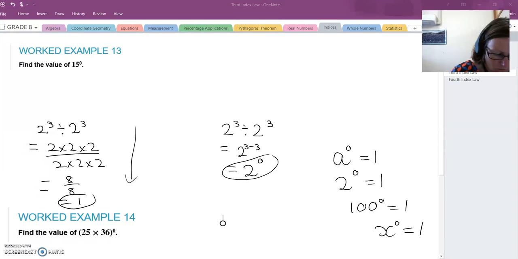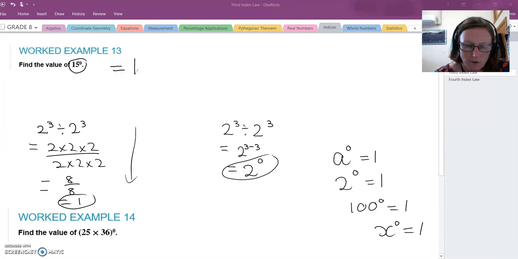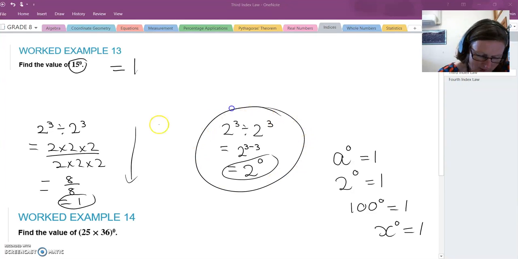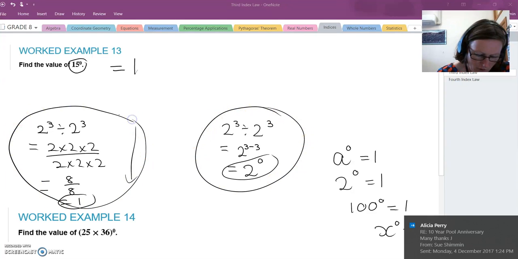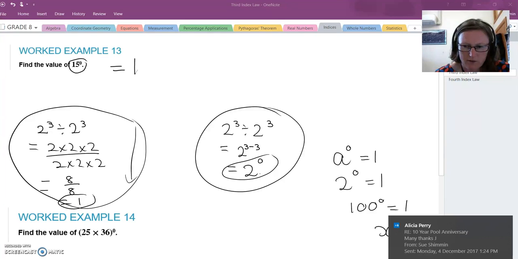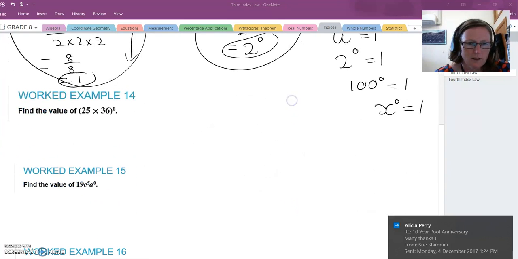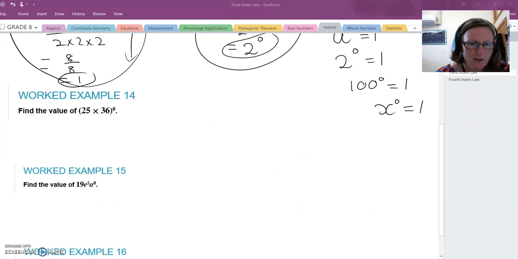So if we go back and look at worked example 13, find the value of anything raised to the power of 0 is 1. We know that from the third index law, and this, if you like, is my proof to show you that anything to the power of 0 is 1. Let's look here. Everything in those brackets is to the power of 0, so the answer is 1.